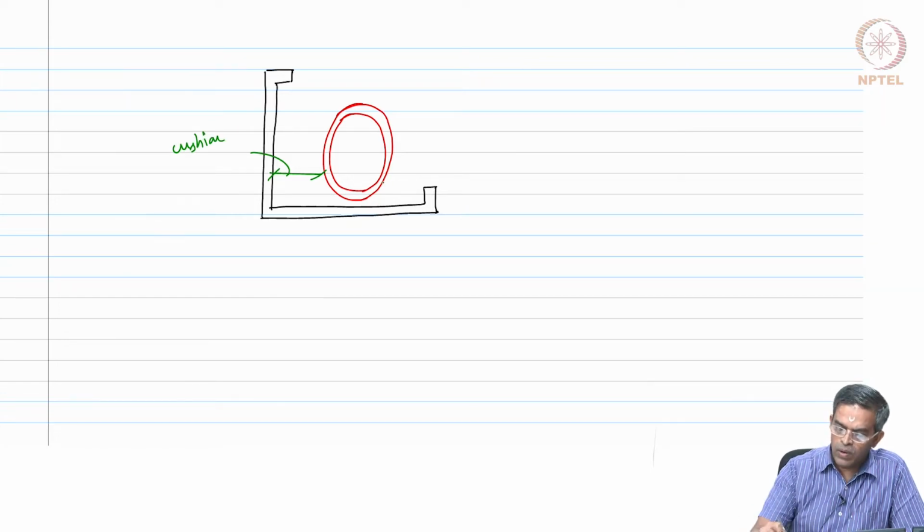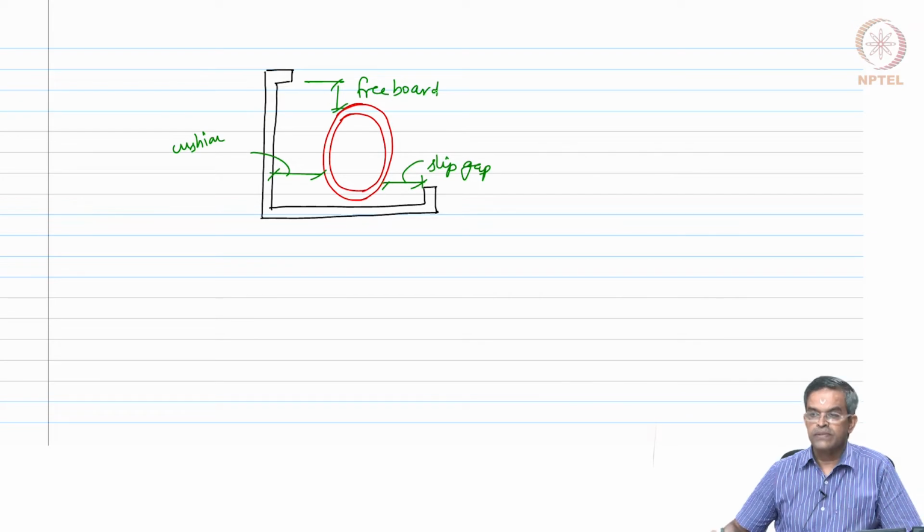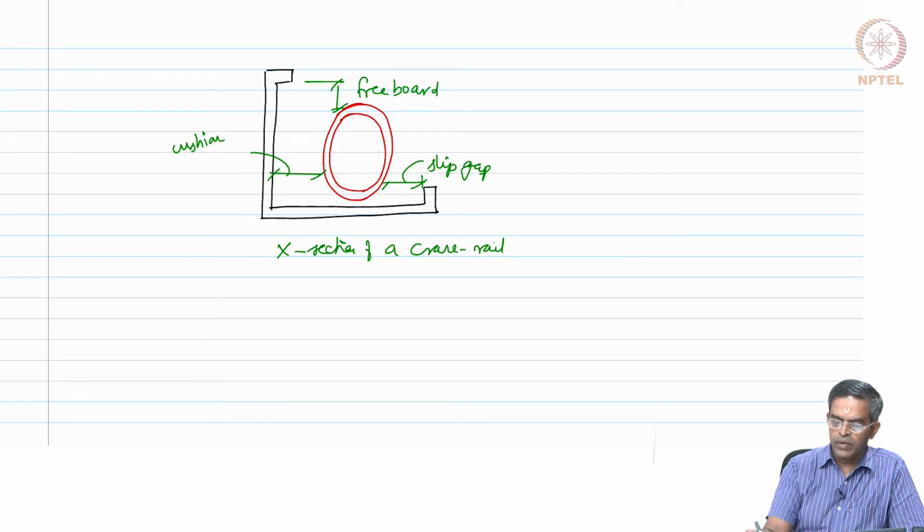And this is what we call a slip gap. And this is the freeboard. So, if the rail jumps off the crane, or the rail bends, still the wheel should not touch the top. Okay, this is a typical cross section of a crane rail. This is a classical example of an asymmetric section.